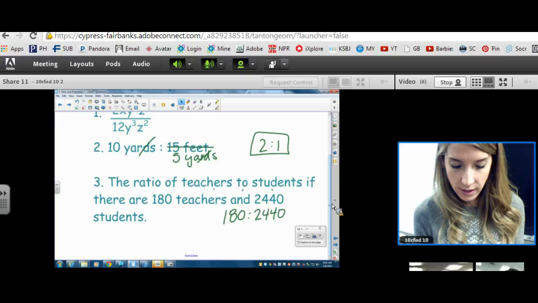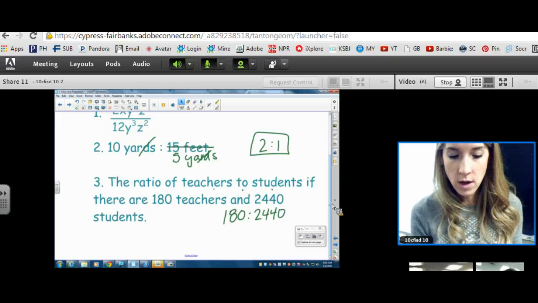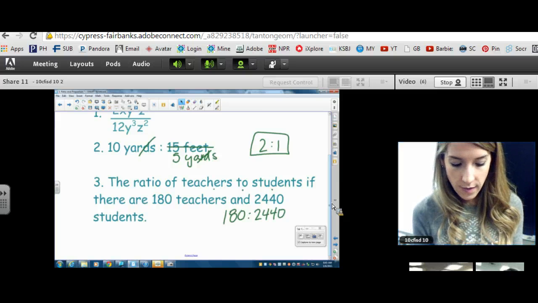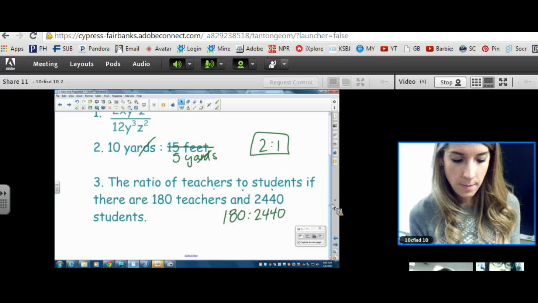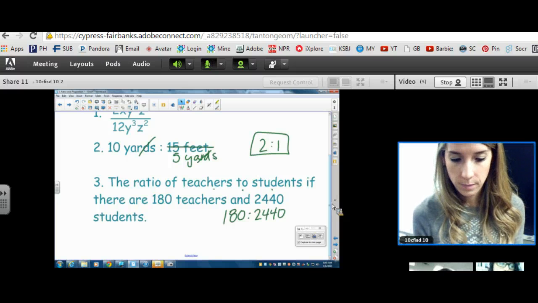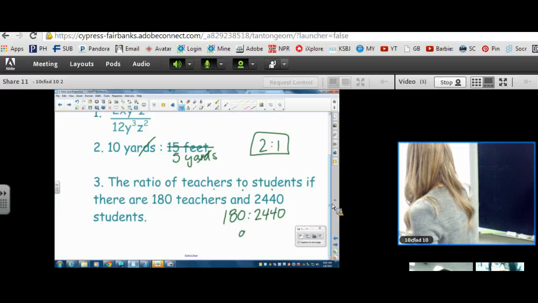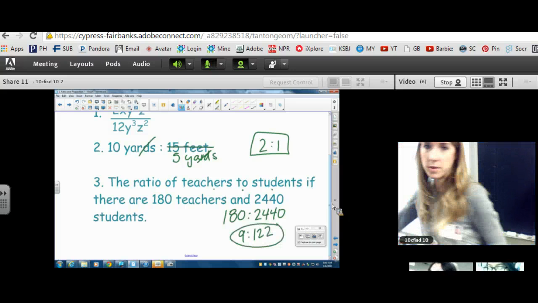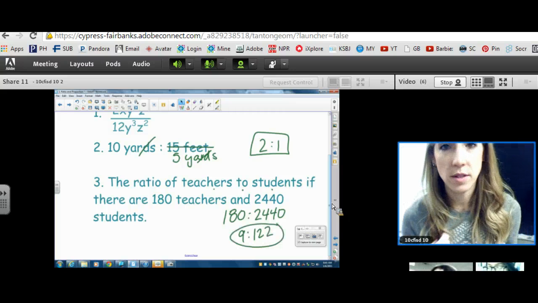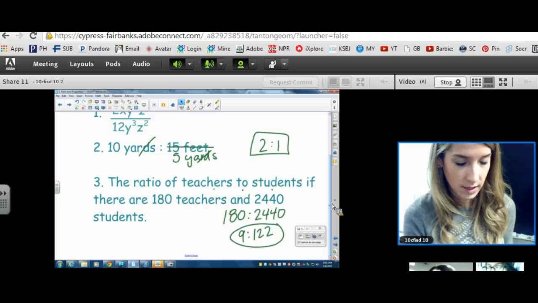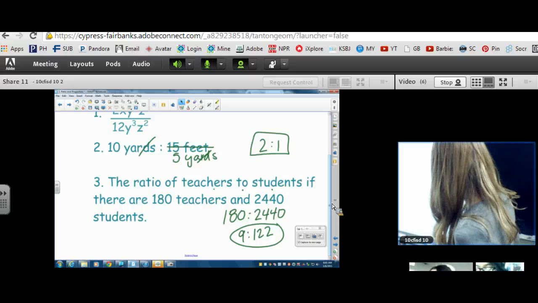So the calculator trick is you can go to your calculator. You can put 180 divided by 2,440, and then you can do math, enter, enter. And reduced, it is 9 to 122. Of course, if you want to find the largest number that divides into both of those numbers and do it by hand, that is awesome as well. Let's keep going.